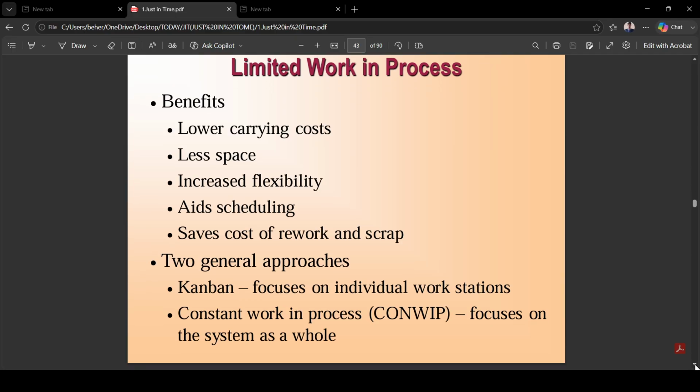Limited work in process benefits: lower carrying cost, less space, increased flexibility, aids scheduling, saves cost of rework and scrap. Two general approaches. Kanban focuses on the individual work station, with constant work in process. The other focuses on the system as a whole.